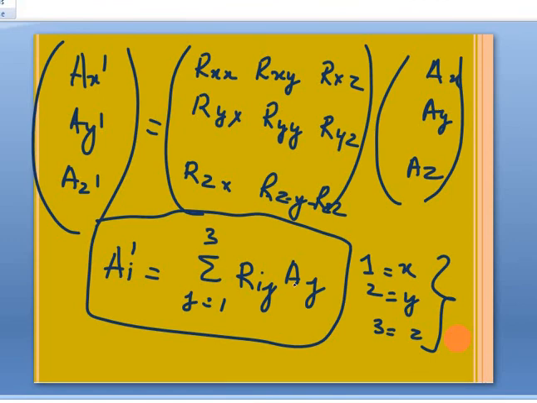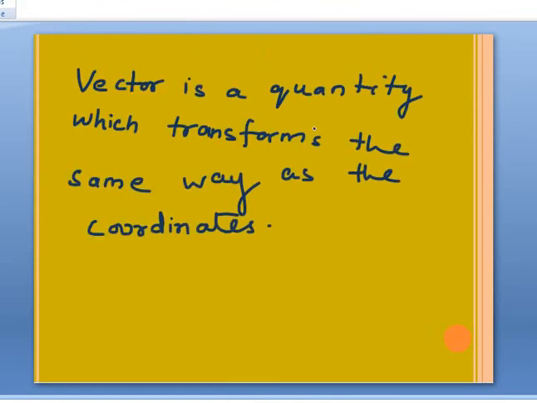And finally, we reach the conclusion. We get a new definition for a vector. What is it? A vector is a quantity which transforms the same way as the coordinates do. Okay. So that is the basic concept of vectors which we will be exploiting in our further classes.